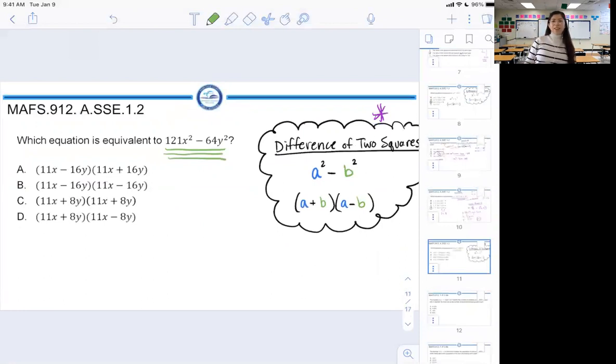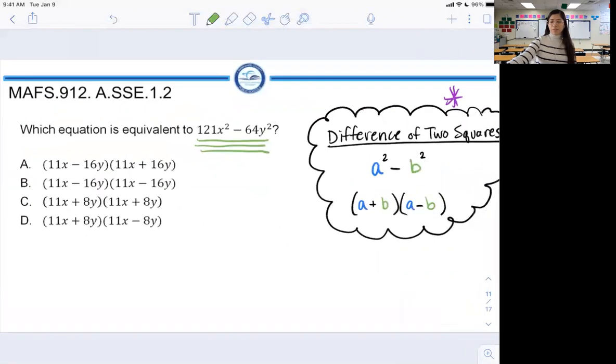All right, so look at these two values that we're subtracting. The first thing I notice is that they both have the power of 2. So I know that they're both squares, right? However, I also have this 121 and then the 64. But 121 and 64 are both perfect squares. You can take the square root of those numbers. What's the square root of 121? Good, Tyrone, 11. The square root of 121 is 11.